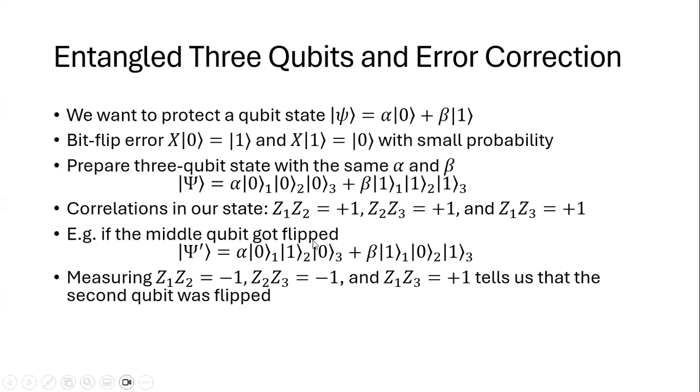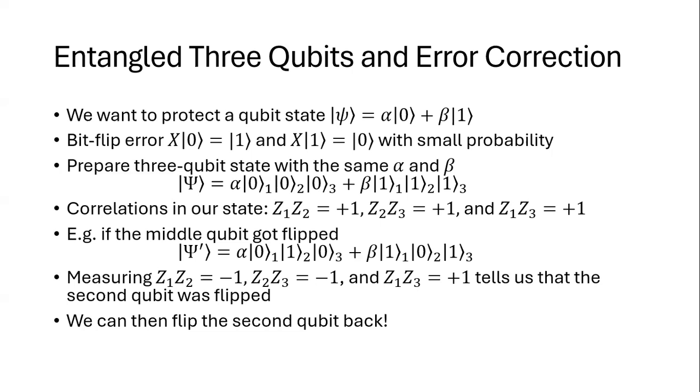And you can also have similar types of correlation measurements if the first qubit were to flip or the third qubit were to flip. This allows us, as soon as we determine which qubit was subject to the flip, to flip that qubit back and correct our state. And that's the whole idea behind error correction. As you can see, it relies on these types of correlations that are not local to any specific qubit, similar to the Bell states that you saw.